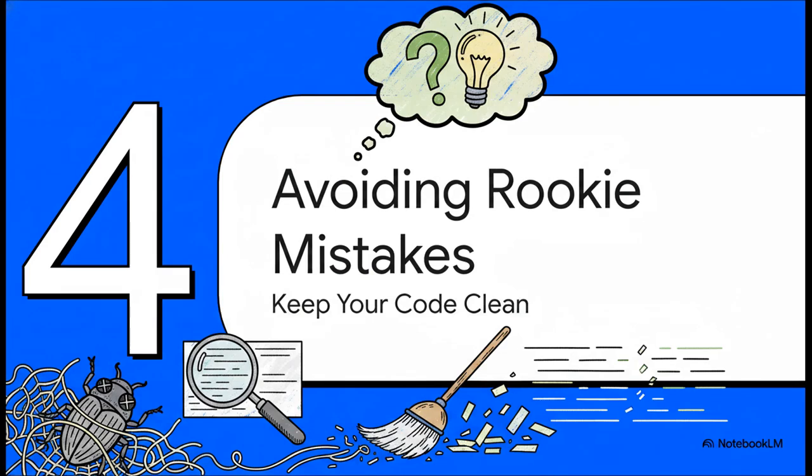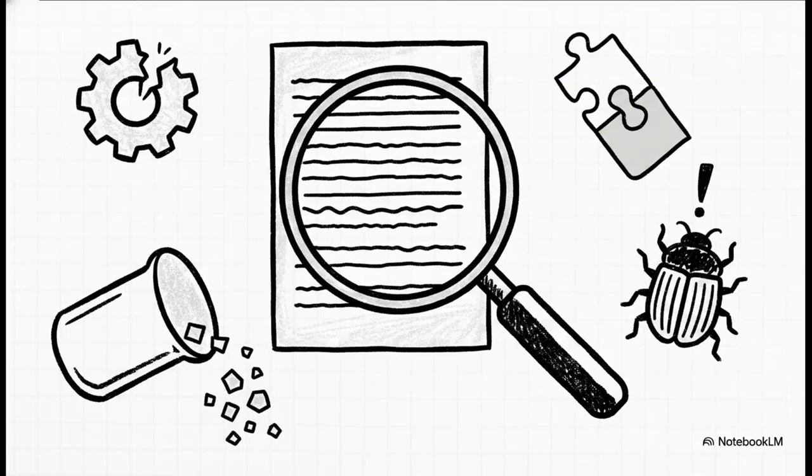Okay, last but not least, section 4, avoiding common rookie mistakes to keep your code clean. Before we wrap things up today, we really need to talk troubleshooting. Listen, every single programmer encounters bugs when they're first learning this. It's totally normal. So if your code isn't running, just run through this mental checklist immediately.